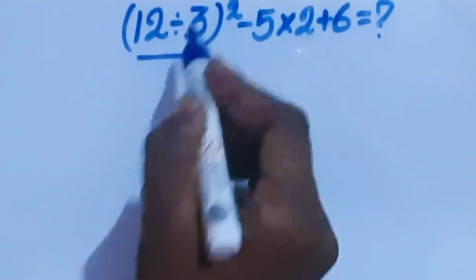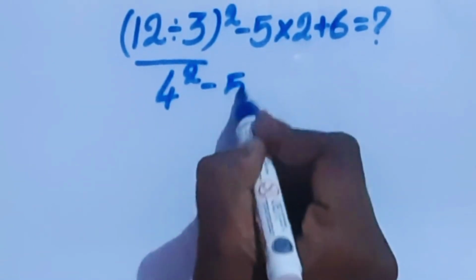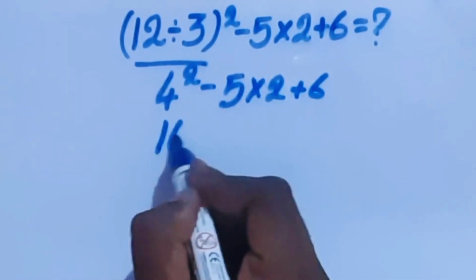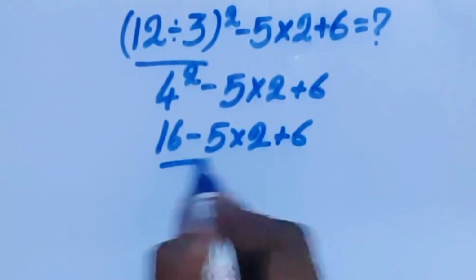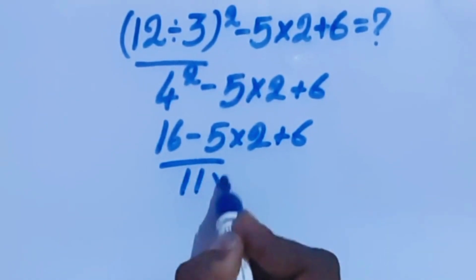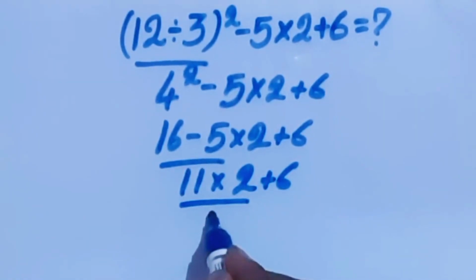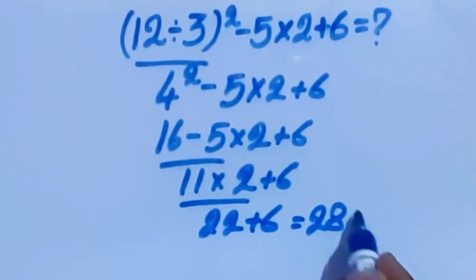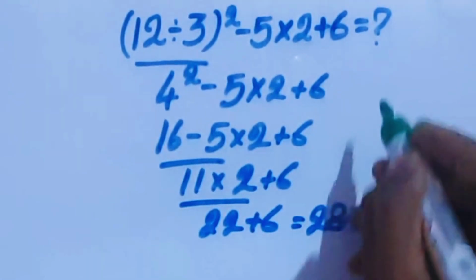Hi guys, here 12 divided by 3 is 4, squared, minus 5 times 2 plus 6. Here 4 squared is 16 minus 5 times 2 plus 6. Here 16 minus 5 is 11, times 2 plus 6. Here 11 times 2 is 22, plus 6. Here 22 plus 6 is 28, which is the wrong answer. As per the order of operations, this 28 is the wrong answer.